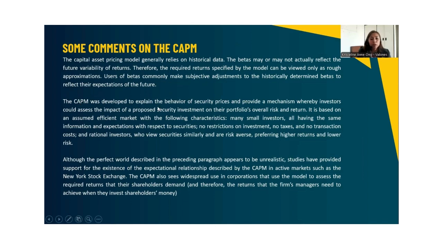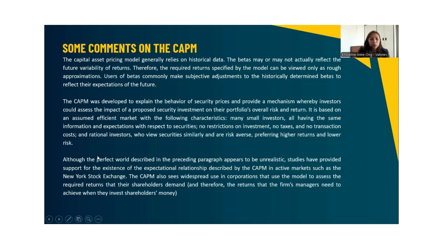The CAPM was developed to explain the behavior of security prices and provide a mechanism whereby investors could assess the impact of a proposed security investment on their overall risk and return. It is based on an assumed efficient market with the following characteristics: many small investors, all having the same information and expectations with respect to securities, no restrictions on investment, no taxes and transaction costs, and rational investors.